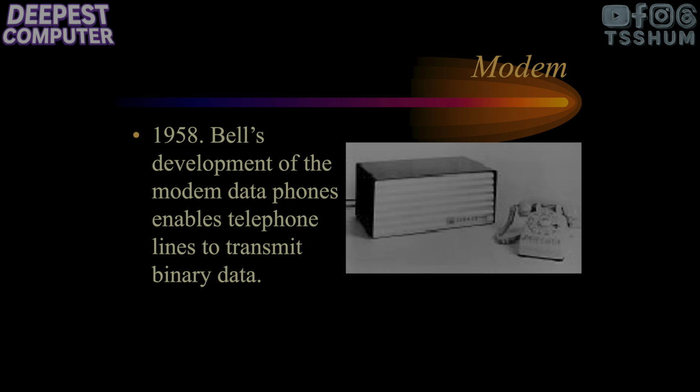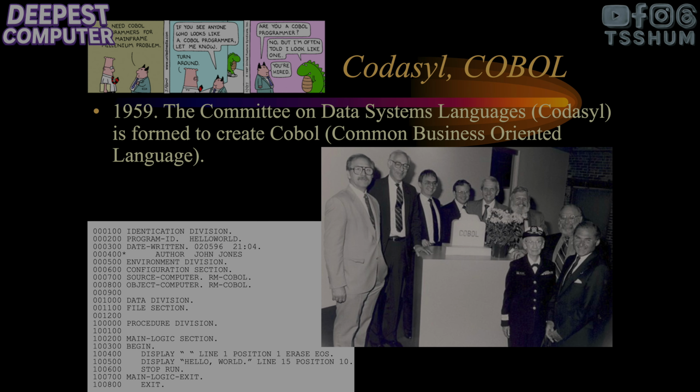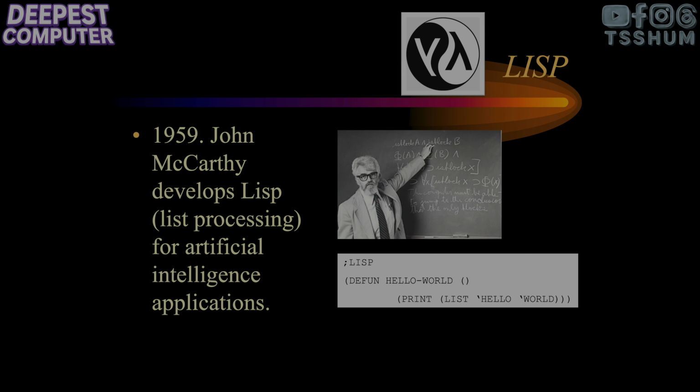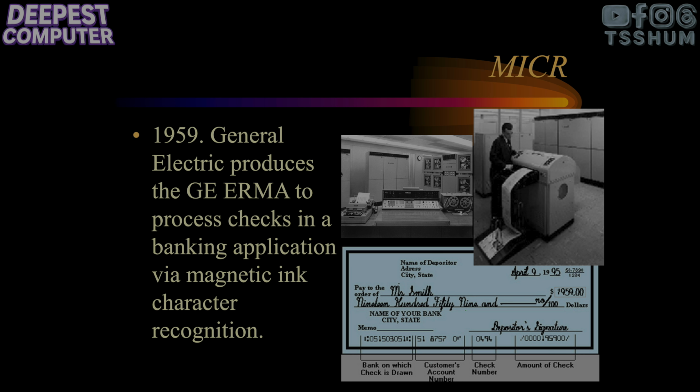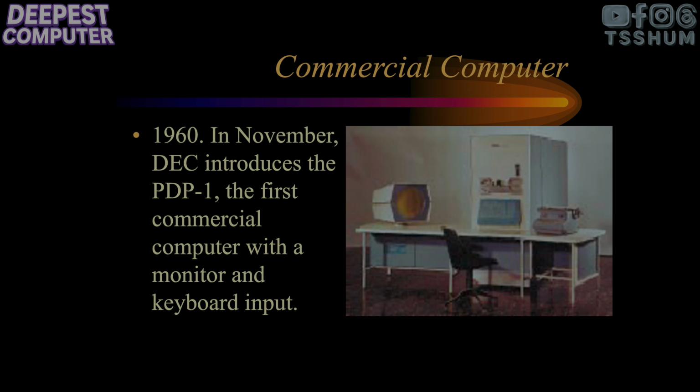Also in 1958, Bell's development of the modem data phones allowed telephone lines to transmit binary data, enabling early data communication. The Committee on Data Systems Languages, CODASYL, was formed in 1959 to create COBOL, the Common Business-Oriented Language. John McCarthy developed LISP, or list processing, in 1959, which became fundamental for artificial intelligence applications. General Electric produced the GE ERMA in 1959 to process checks in banking using magnetic ink character recognition, or MICR.